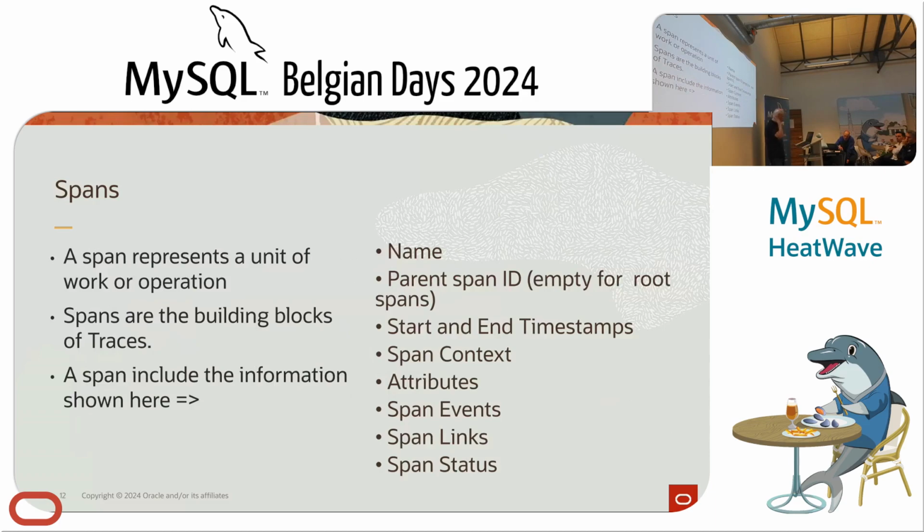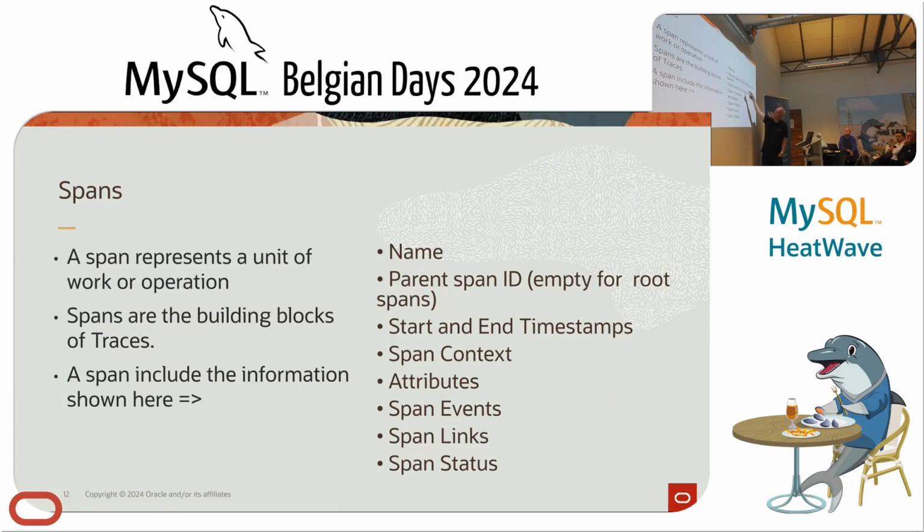So what is a span? It's a unit of work, and they can be hierarchical. So you can have subspans, so that a trace consists of several spans, and then each span can have sub-activities in that span. So it's a way to present the overall activity. A span has a name, and a parent span ID, which can be empty if it's the top level span. And for root spans, it has a start and end time, context, attributes, span events, and span links.